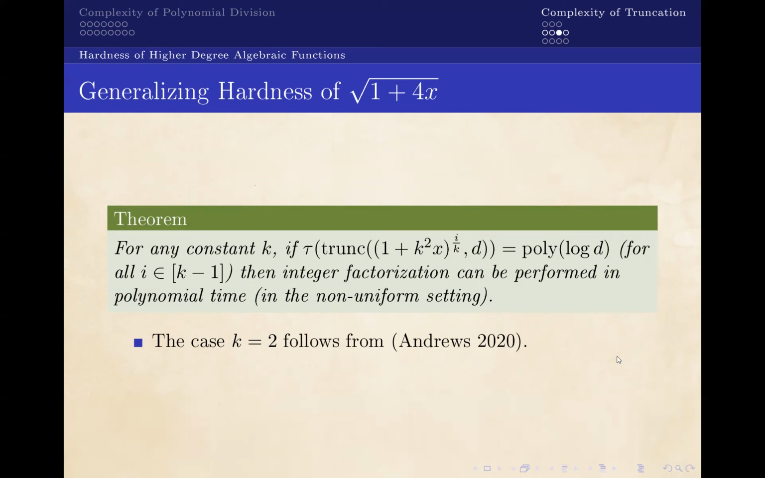If the truncations of these k minus 1 power series, the truncation of all of them is easy, the truncation of power series of the form (1 plus k square x) to the power i over k, where i is from 1 to k minus 1, the truncations of all these power series are easy to compute, then integer factorization can be done in polynomial time. Right? So the case k equal to 2 is actually the case of the square root of 1 plus 4x.